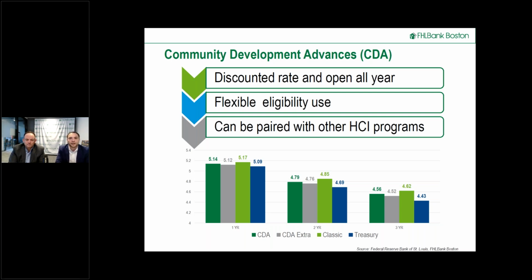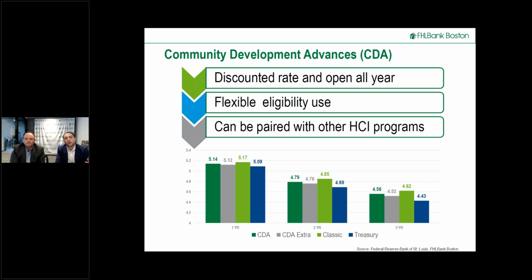The qualifications are not only income based, they're geographically based, and based on whether it serves an independent purpose or helps people who have a greater need than others in the community for this project to get done. The flexibility also goes further when you know that it can be paired with our other HCI programs and products, like our AHP grants that I'll get into on the next slide.